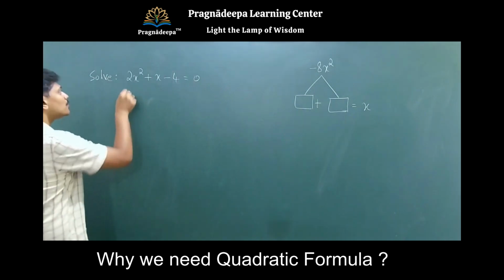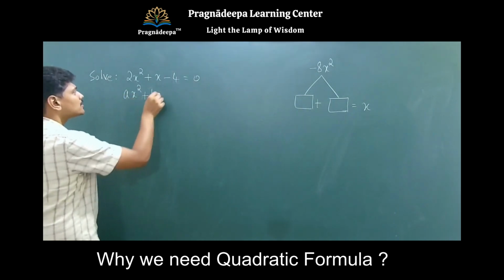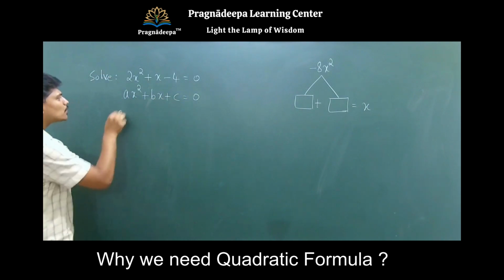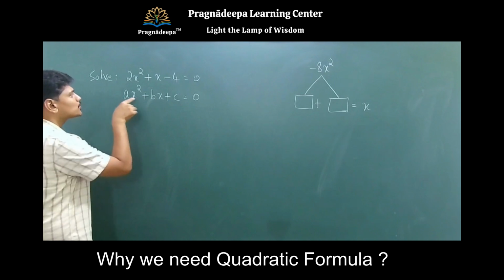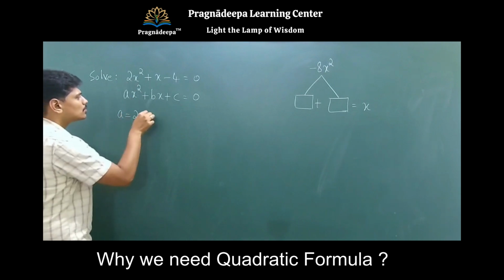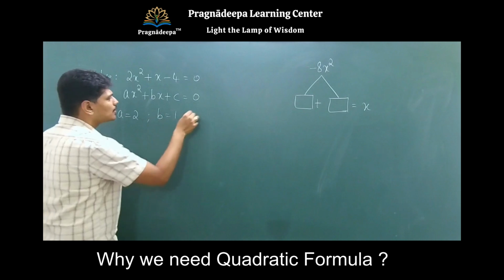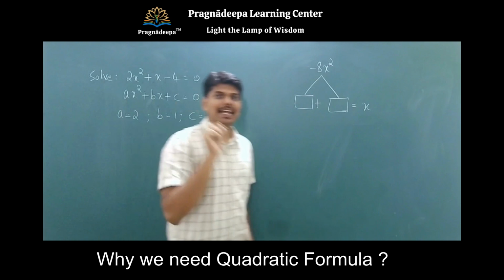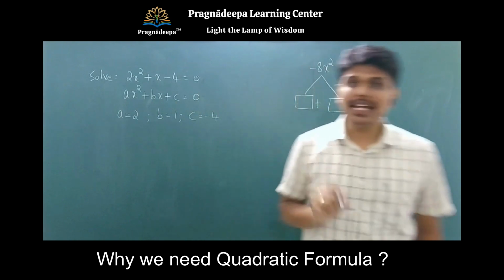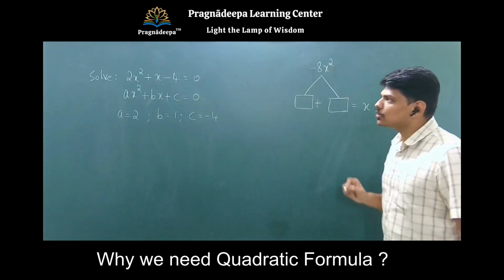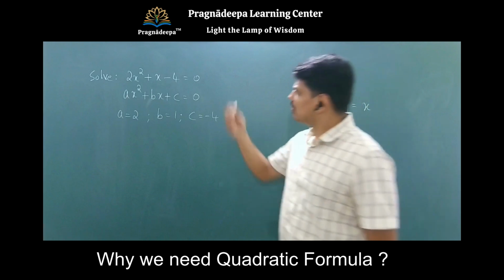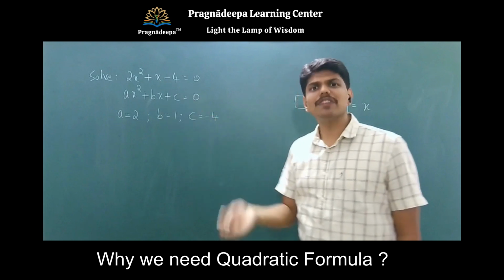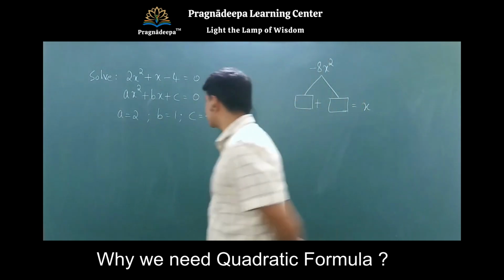So if we have to use the formula, how to compare with ax squared plus bx plus c is equal to 0? Compare the coefficients. Compare the coefficient of x squared, that is a is 2, b is 1, and c is negative 4. So watch how we compare. a is the coefficient of x squared, b the coefficient of x, and c the coefficient of x power 0, or we call it the constant term. When I write x power 0, it means that there is no variable. Then we treat it as a constant.